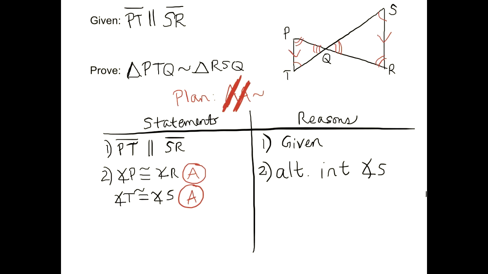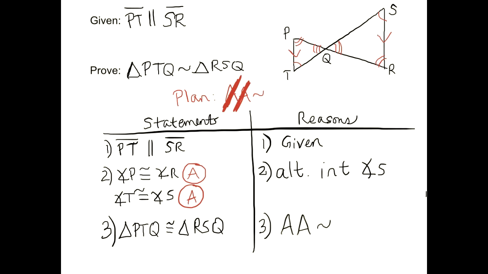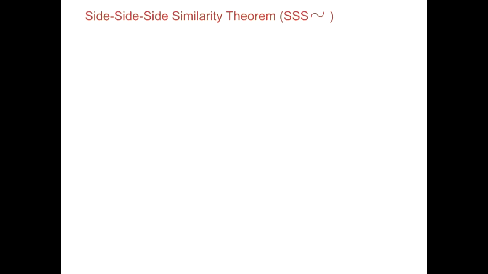As you can see, my plan is actually complete. I'm finished with my plan, so now I can go straight to what I want to prove. Remember, what you want to prove is always the proof statement. Your proof statement always goes last. So what I want to prove is triangle PTQ is similar to triangle RSQ. And my reason is always going to be my plan, so my reason in this case is angle-angle similarity. So there we've done it. We've just proven that the 2 triangles are similar by angle-angle.